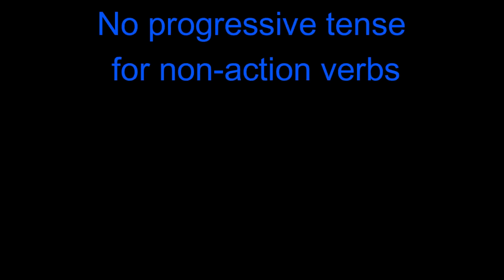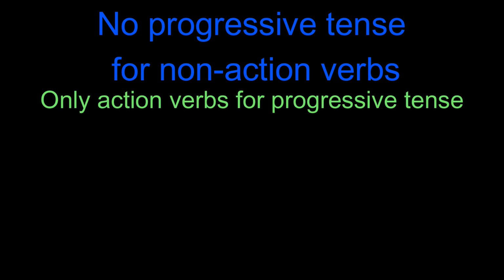No progressive tense for non-action verbs. Only action verbs can be expressed by progressive tense. The popular slogan for McDonald's, "I'm loving it," is grammatically a correct sentence because love is a verb that cannot be made into a progressive form.